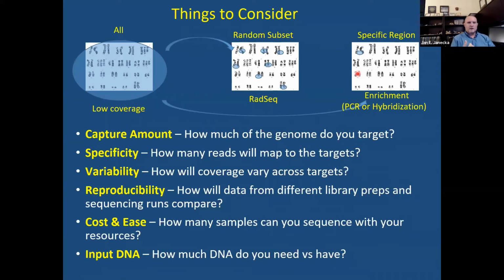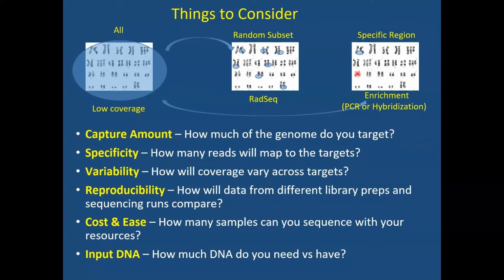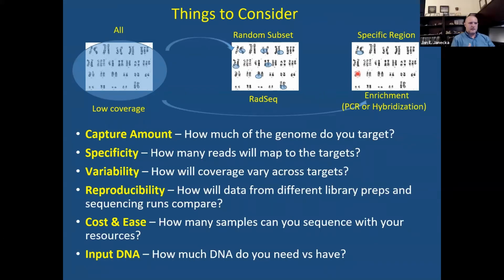Things like how much of the genome do you want to target? Are the reads going to be mapping to a specific location? Are there specific markers that you want to sequence? Will the coverage vary between these different specific targets or markers? How are you going to be able to generate the data reproducibly? Are you trying to basically have data that's comparable across different study sites, across different research groups?